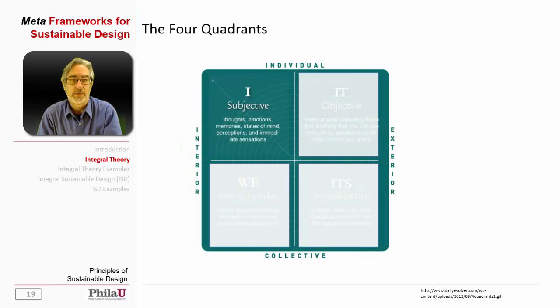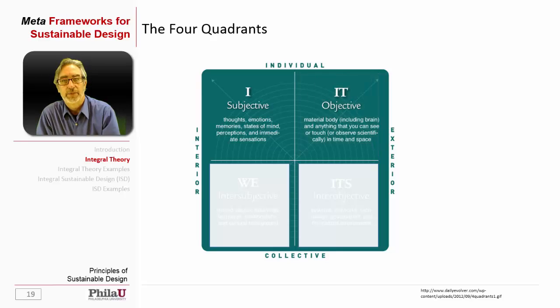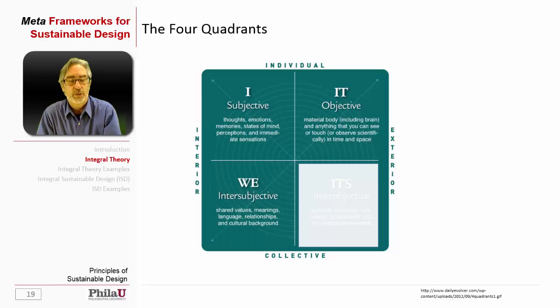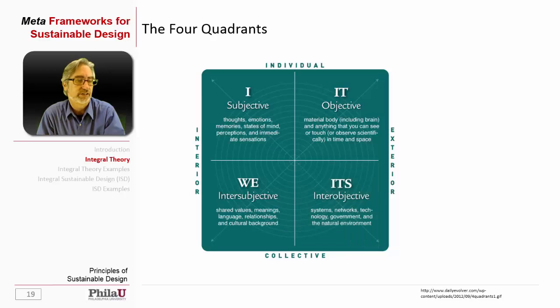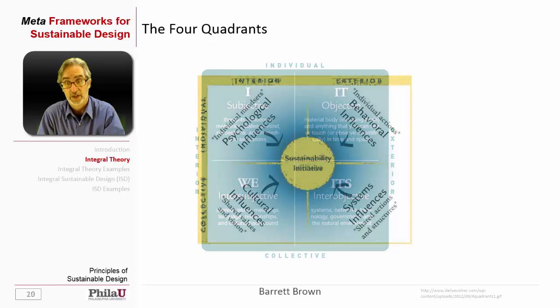I like this diagram a lot because it gives you a nice definition of these 4 quadrants. Again, here we're looking at thoughts and emotions and memories. Here we're looking at the materiality of something, the measurable weight, something we can observe. Here we're looking at shared values, meanings, language, relationships, all of those things that we can't actually see and touch, but we certainly know that they exist because they shape our views. And finally, the systems and networks that also shape our reality and get us to understand our place in the world. So let's go a little bit deeper.